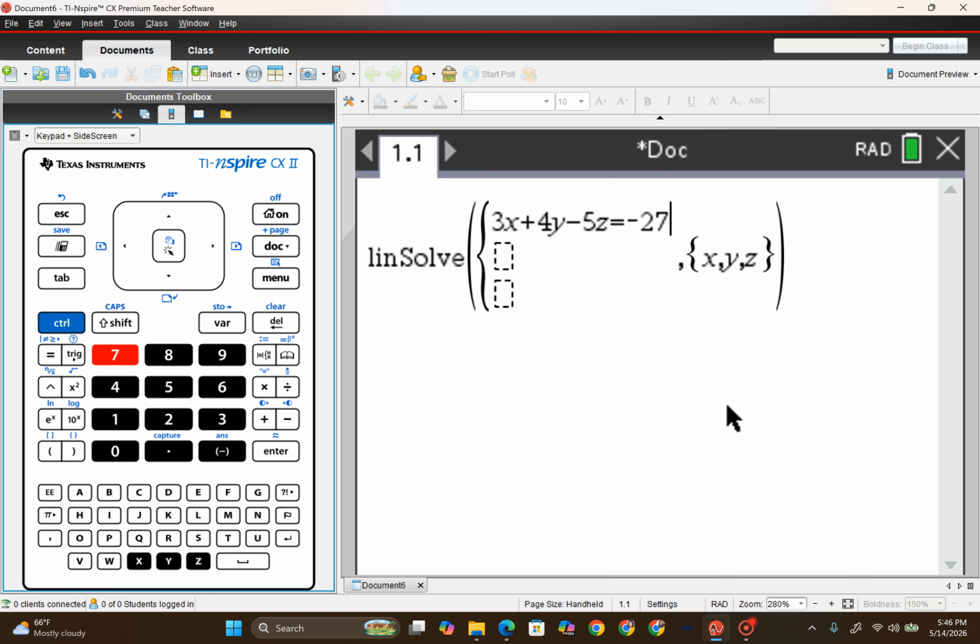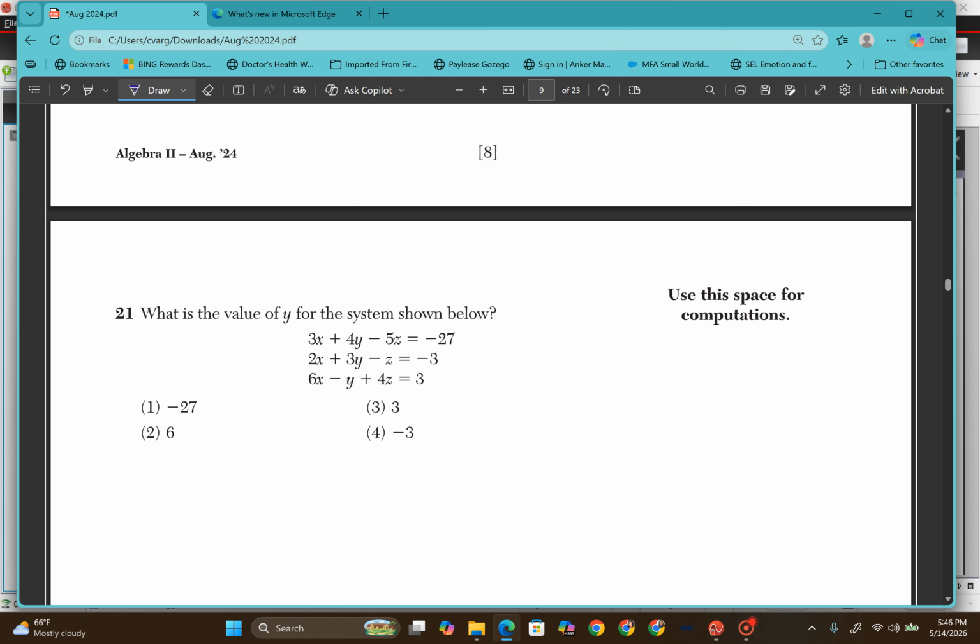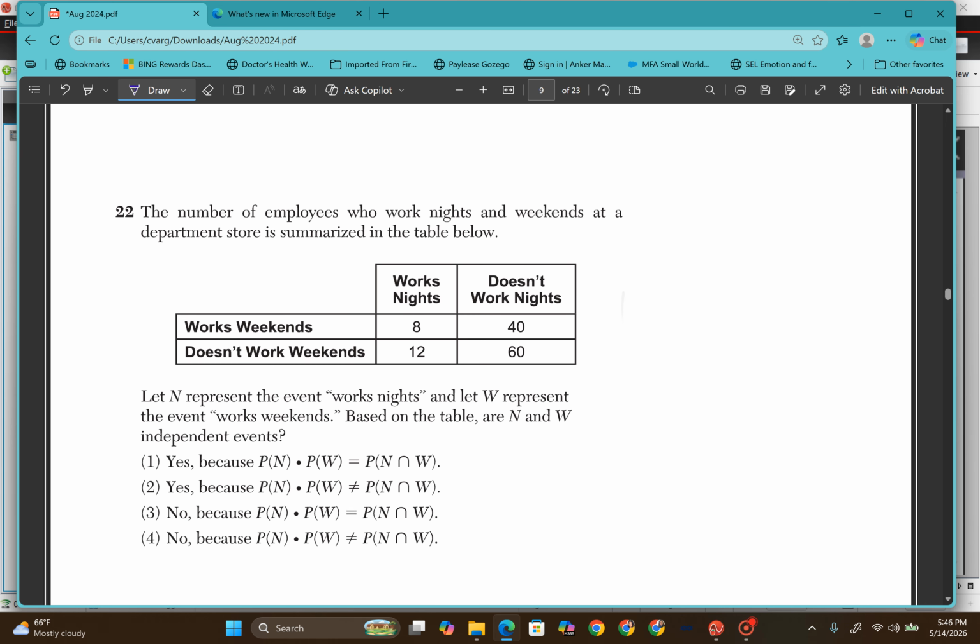And then you plug in each of the other ones, and the question says, what is the value of y? So it'll give you the answer as x, y, and z. So y is equal to 3 is the answer. That's a straight calculator question. Question 22.